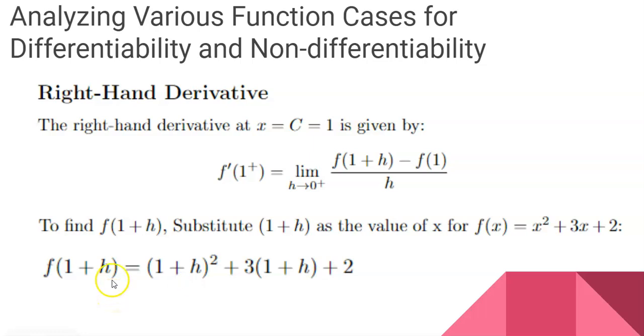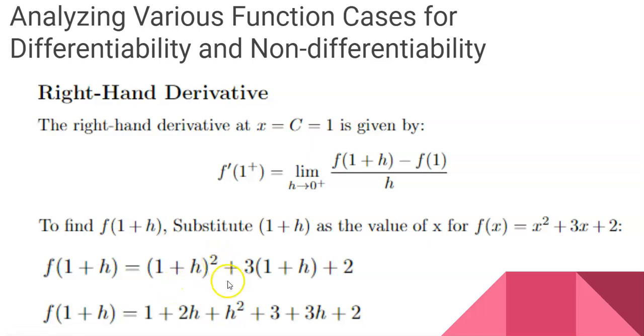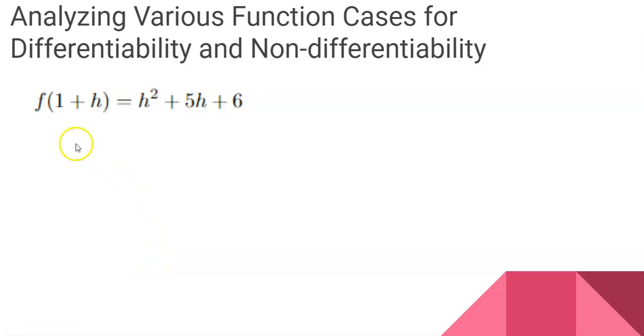So we have f of 1 plus h is equal to (1 plus h) squared plus 3 times (1 plus h) plus 2. Then we expand the binomial square, (1 plus h) squared. So we get 1 plus 2h plus h squared, the first three terms. Then we multiply 3 by (1 plus h) and we get 3 plus 3h, the fourth and fifth terms. Then we copy plus 2. After combining all terms, f of 1 plus h is equal to h squared plus 5h plus 6.